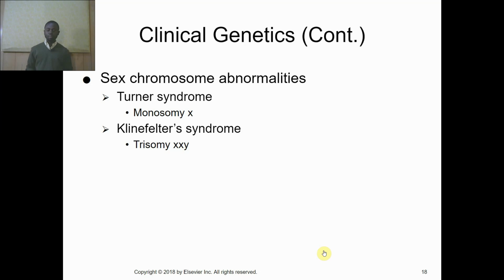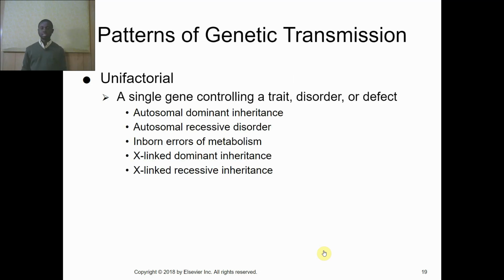Sex chromosome abnormalities are going to result in what we call Turner syndrome, and that is monosomy. That means that only one of the genes was acquired by the infant or the fetus. And then you have the Klinefelter syndrome, which has more than needed, and so they have a double X gene, and so this causes some disease because they have more than they need. There are also unifactorial, which is a single gene controlling a trait or disorder.